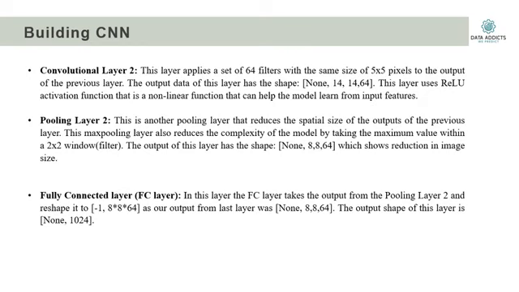Then we are going to go to our fully connected layer, or FC layer. In this layer, the FC layer takes the output from the pooling layer 2 and reshapes it to -1, comma, 8 multiplied by 8 multiplied by 64, as our output from the last layer was None, 8, 8, and 64. So the output shape of this layer is None, comma, 1024.